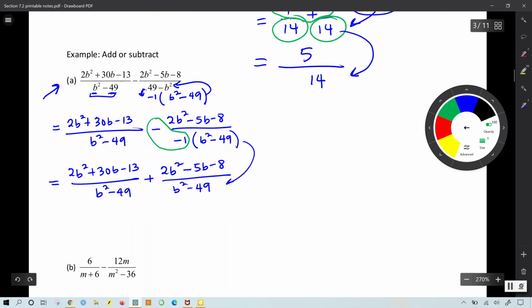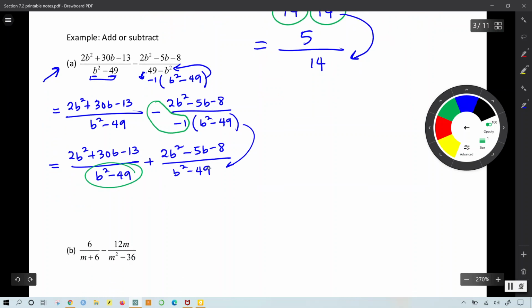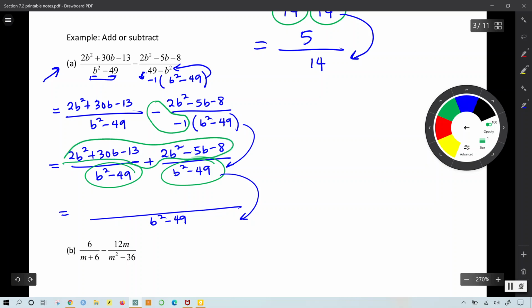Voila! We have exactly the same denominators, and that should make the next part of our problem solving a lot easier, because it means the LCD is b squared minus 49, and we can focus on simply working on the top here. So which is 2b squared plus 30b minus 13, then plus times 2b squared plus times -5b and plus times -8.